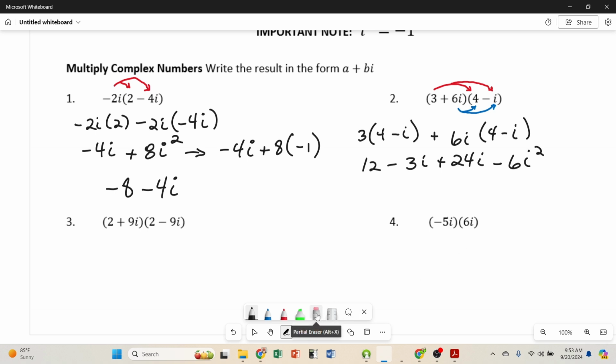And if you want to, you can always just do this. 6 times negative 1, right? Because i squared is negative 1. So I end up with 12. Negative 6 times negative 1 is positive 6 minus 3i plus 24i. So my final answer here is 18 plus 21i.